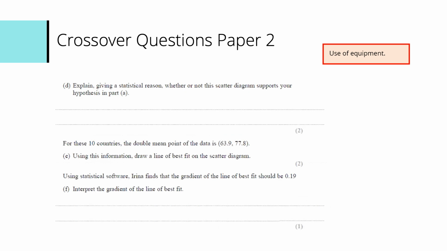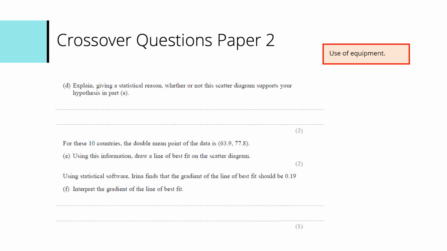The other problem again with this was students not using the correct equipment, so just not using a ruler, trying to draw a line of best fit freehand, just something as simple as that where students are going to lose the marks. And then finally, the interpretation of the gradient. Students really struggle to interpret what the gradient actually means. And a lot of students, or some students, attempted to actually work out the gradient of their line, but without actually understanding what the gradient means in relation to a line of best fit in a context.